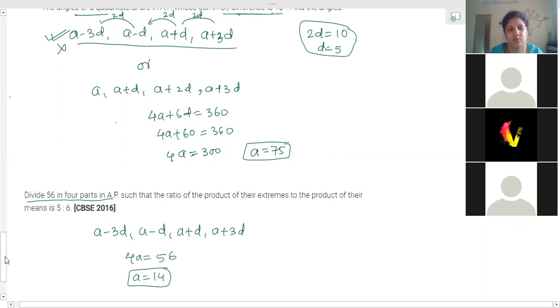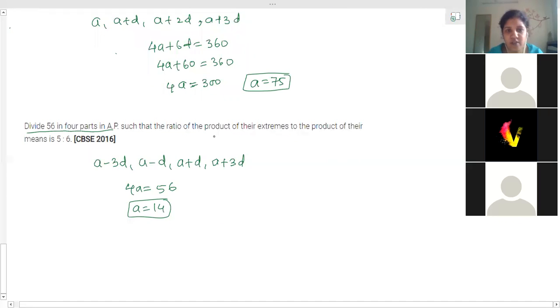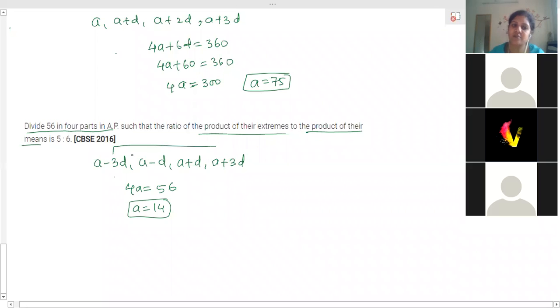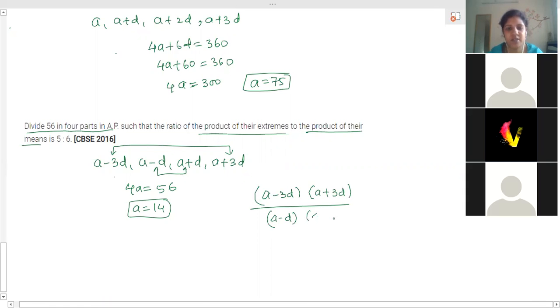Now what they have told is the ratio of the product of their extremes to the product of their means. So these 4 terms are there. Ratio proportion, do you remember? Yes, ma'am. Extremes means the first and last terms, and means means the middle terms. So the product of their extremes, that means A minus 3D into A plus 3D, divided by the product of their means, A minus D into A plus D, is equal to 5/6.